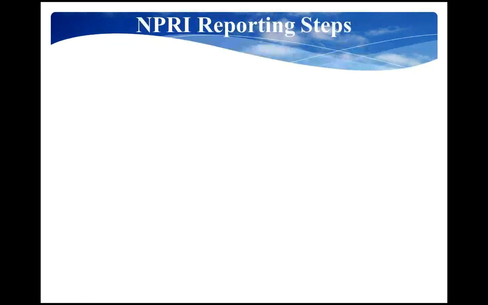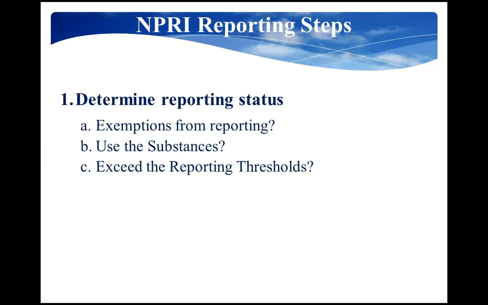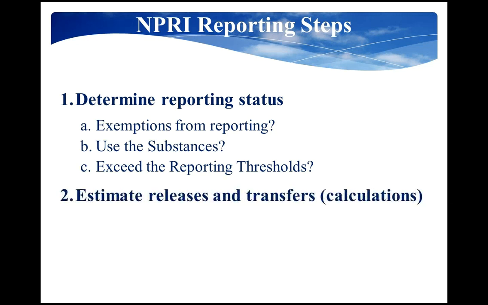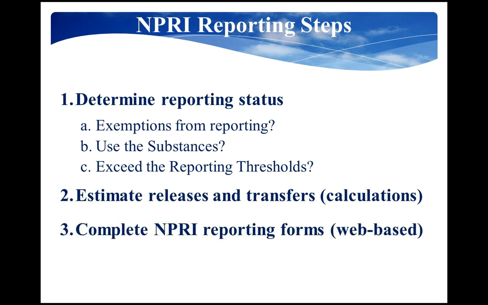So what are the reporting steps for NPRI? Well, the first step is to determine your reporting status. So there are exemptions to the program, so that would be the first thing to check if you're exempt. If you're not exempt, the next thing would be, do you even use any of the substances that are listed under NPRI? Because if you don't, then the program doesn't apply to you. If you do use the chemicals, then obviously you'd need to determine if you meet the reporting thresholds. If you meet the reporting threshold for a given chemical, then you have to estimate your releases and transfers of that chemical and then report those to NPRI.